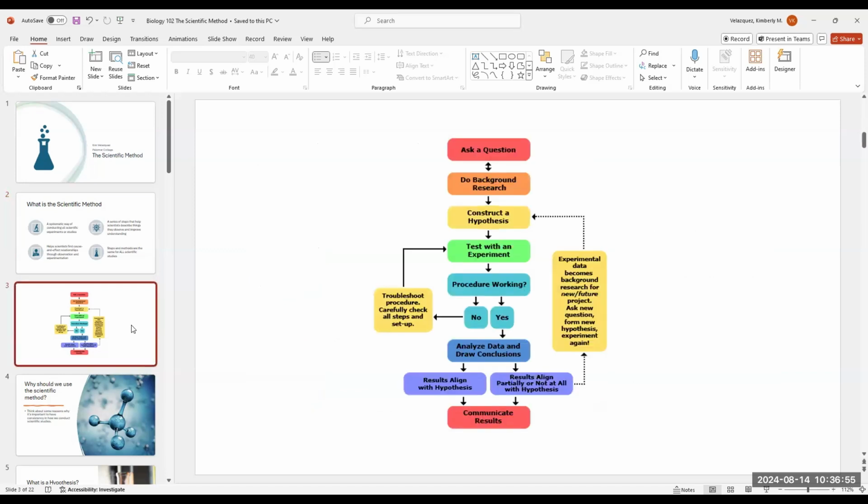This is the uniform set of steps that all scientists follow. And it basically starts with the scientist asking a question and then designing an experiment to answer that question. And it's done in a very precise way so that when ultimately data is collected and analyzed and conclusions are made, we can trust that that information is valid because that scientist followed a uniform set of steps.